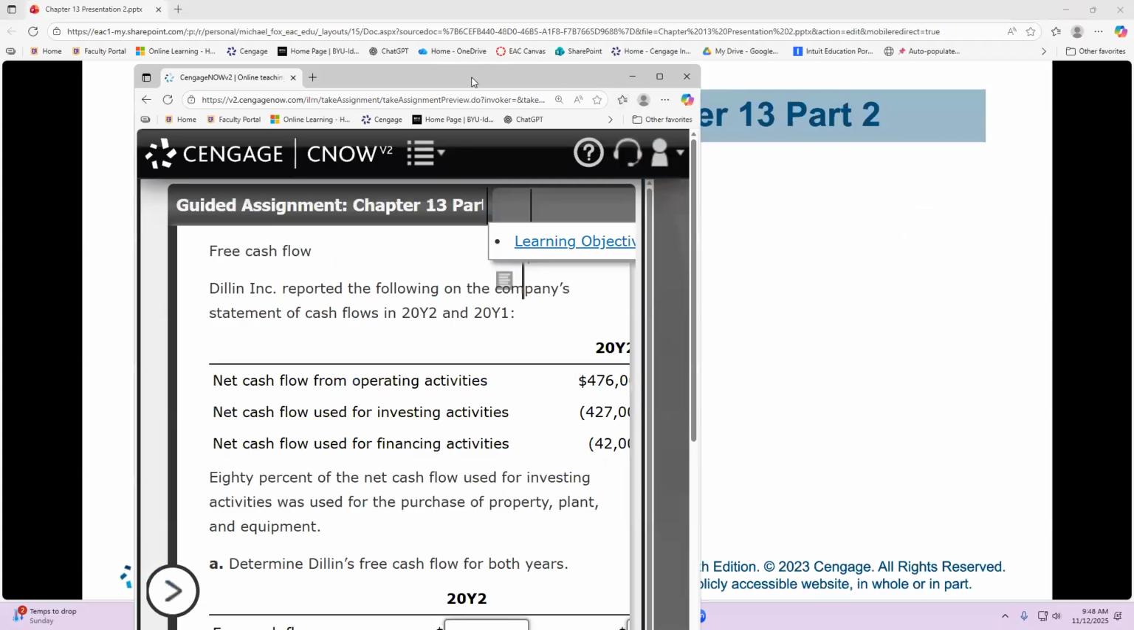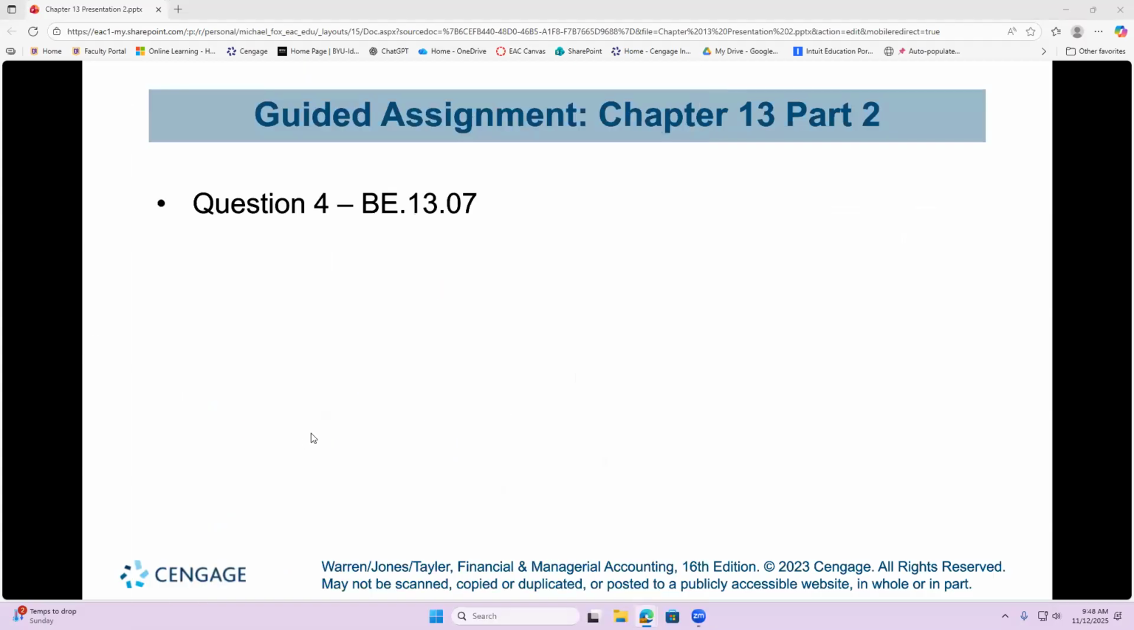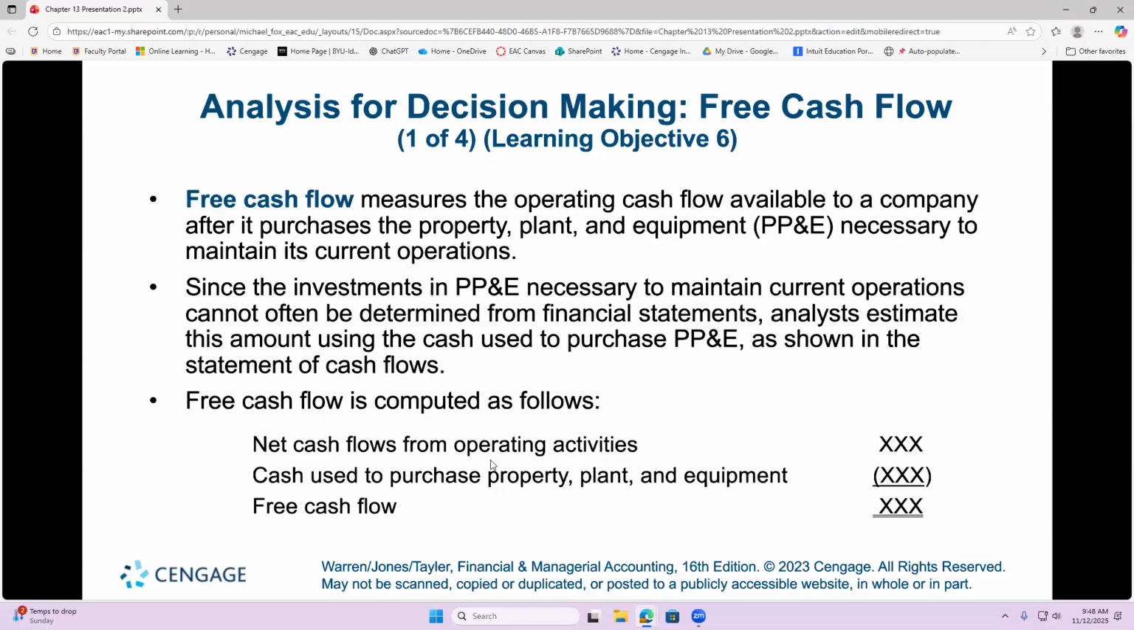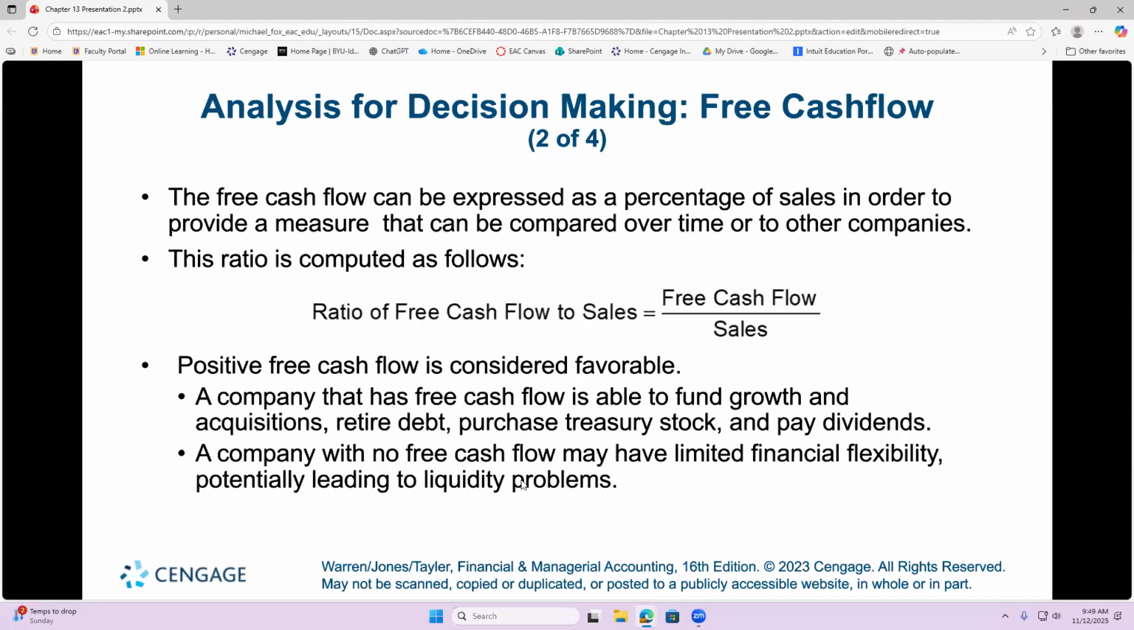Did you guys get those? I went fast, sorry. So net cash flow from operating activities minus cash used to purchase property, plant, and equipment gives us free cash flow. That's one formula. And then free cash flow divided by sales gives us the ratio of free cash flow to sales.